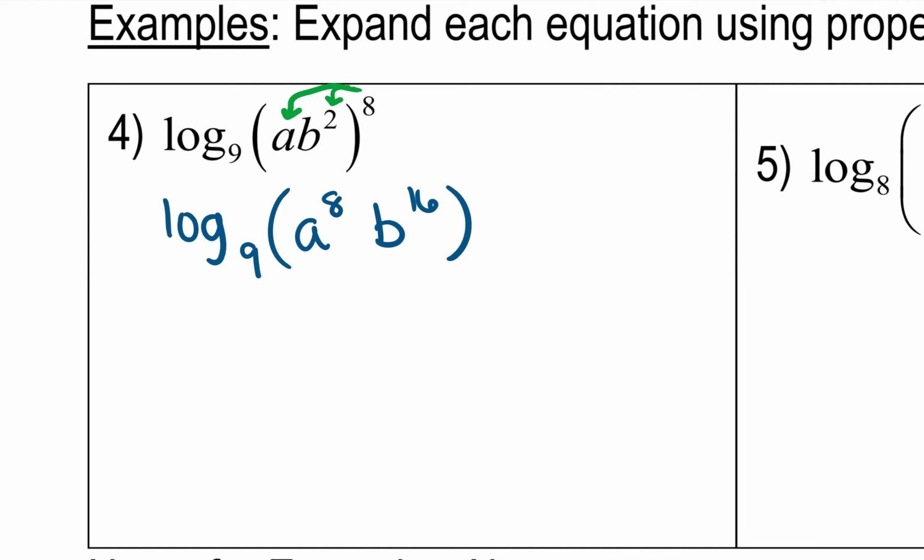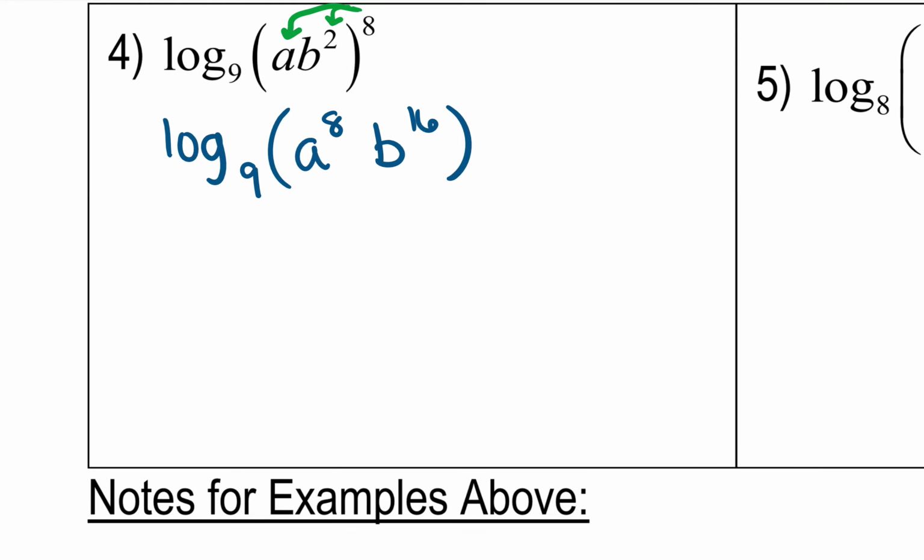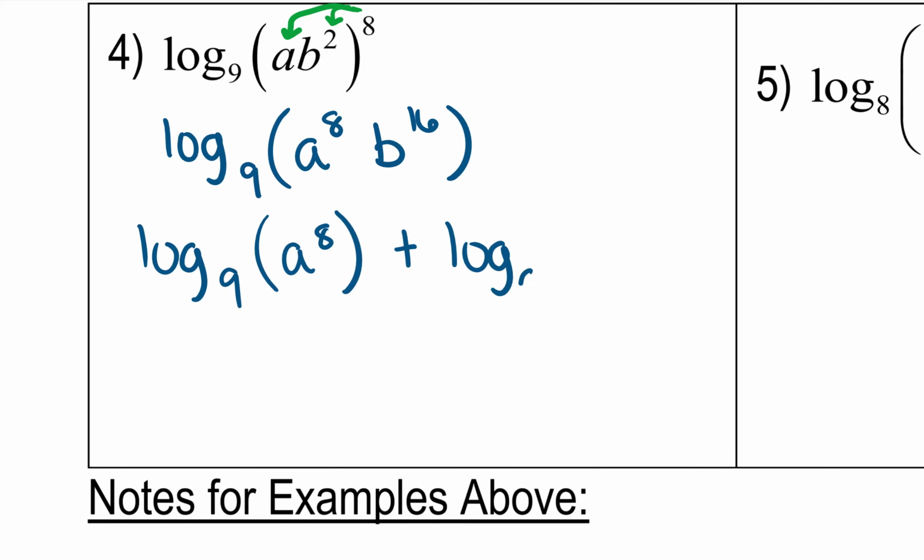Now I separate them. So I'm either going to separate them to add or separate to subtract, depending on if I'm multiplying or dividing. Because I'm multiplying on this one, that will be adding. So I'm going to have log 9 of a to the 8th plus log 9 of b to the 16th. The reason I add is because it's a times b.